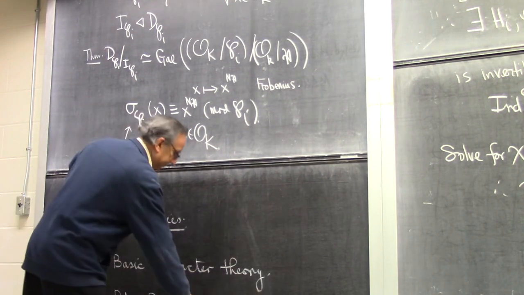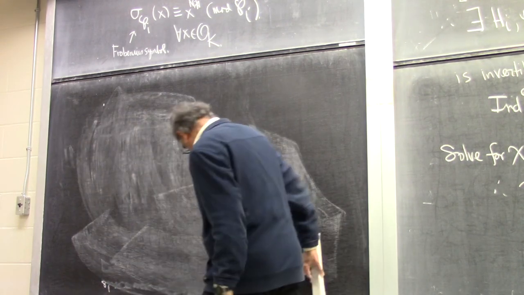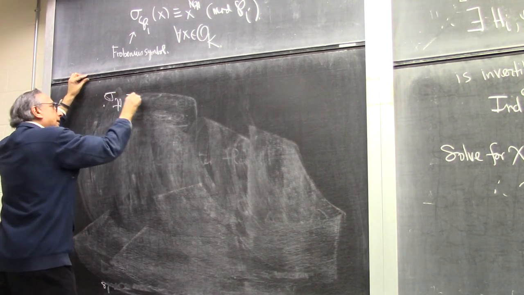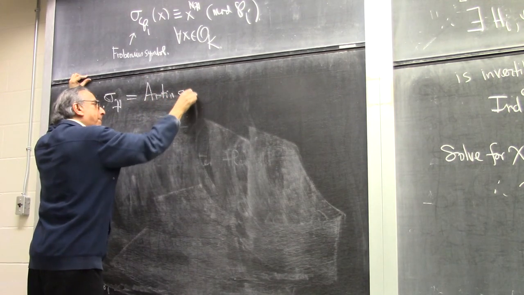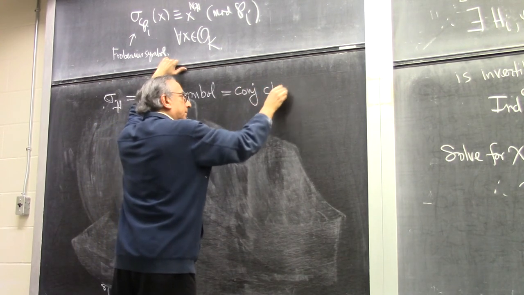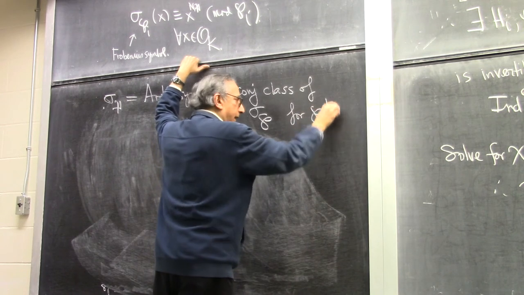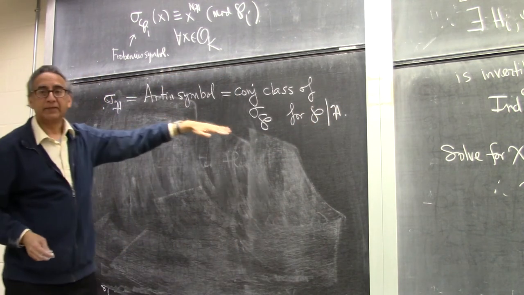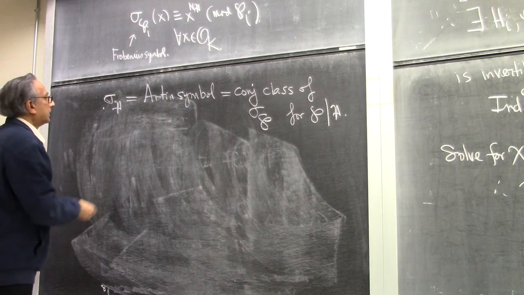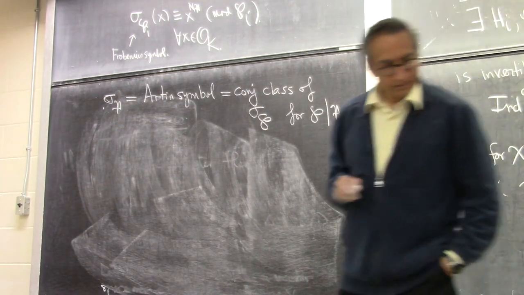So the conjugacy class determined by those automorphisms is called the Artin symbol. Sigma sub P is the Artin symbol, and is defined as the conjugacy class of sigma script P for script P dividing P. And as I said, it's well-defined modulo inertia. We'll worry about that a little later on, but for the time being, let's ignore that issue. So this is a conjugacy class, what's called the Artin symbol. Now I think I have enough data to define the Artin L-functions.